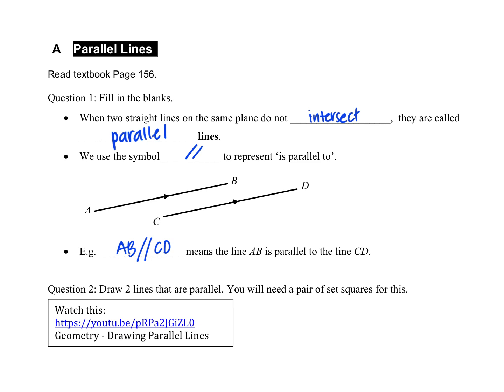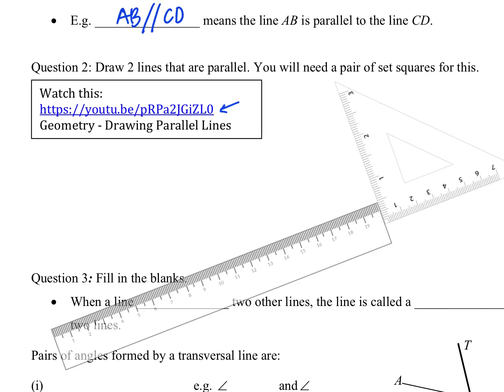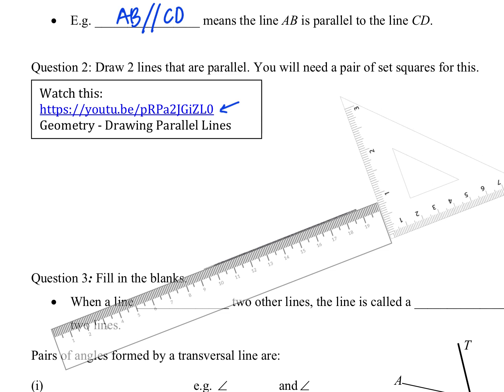Next, let us see how we draw two lines that are parallel to each other. You can find out more by watching a live demonstration of using the set squares through this video over here. To draw two parallel lines using a set square, first we need a ruler and the set square. So first we begin by drawing a straight edge using the ruler. Next, we put our set square such that it is at a 90-degree edge against our ruler.